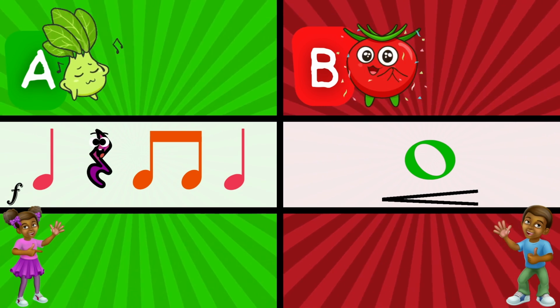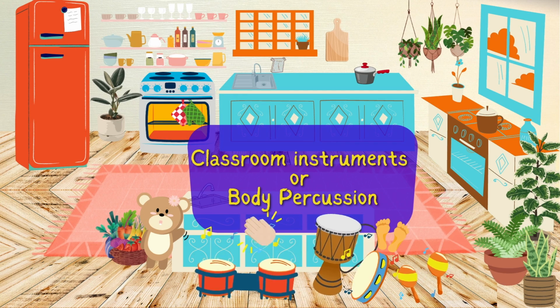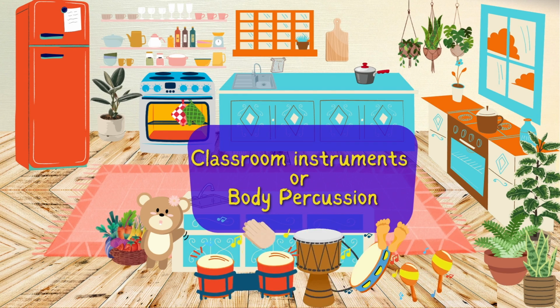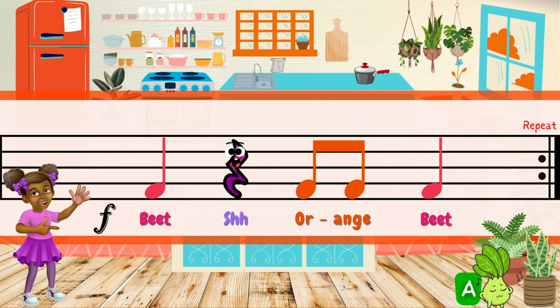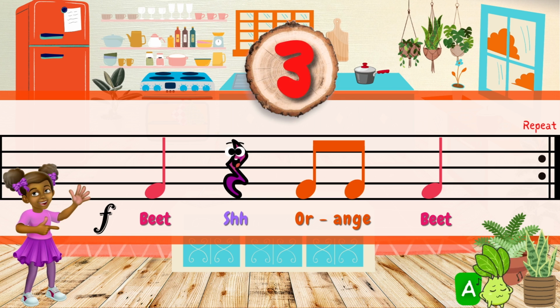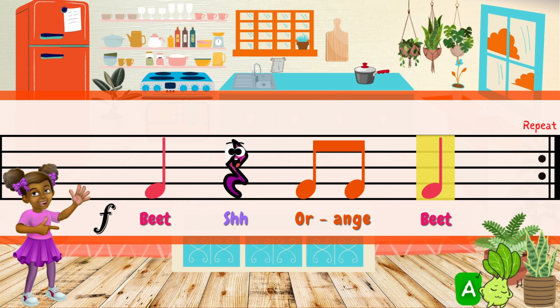Let's play binary form. Get your classroom instruments or body percussion actions of your choice. Take a look at your rhythm, girls. 1, 2, 3, 4. Beat, shh, orange beat. Beat, shh, orange beat. Keep going.